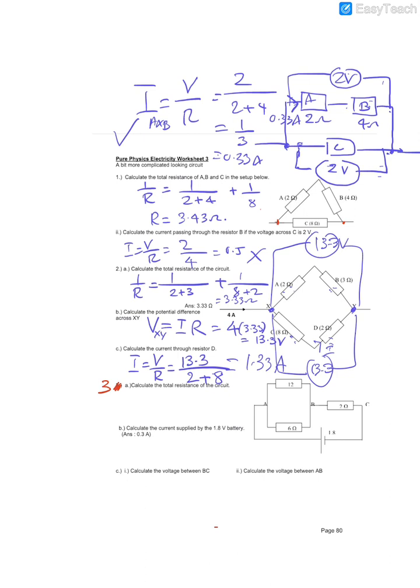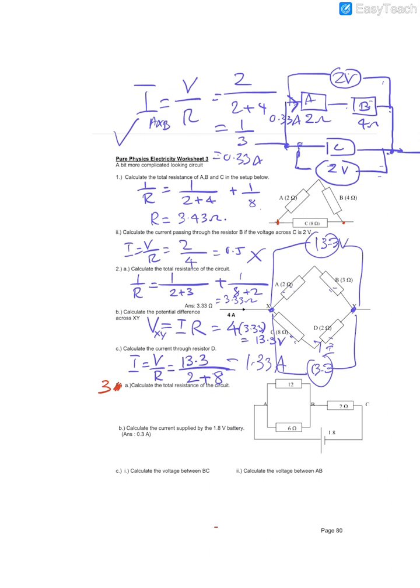Okay, so carry on doing. Next one, question 3. What's the rate of energy again? Otherwise known as... Power. Power equals the rate of energy. Power is the rate of energy.